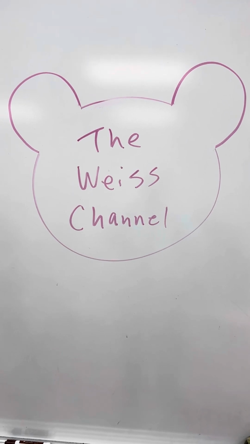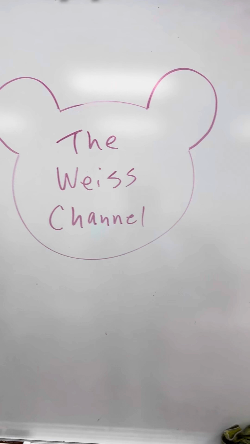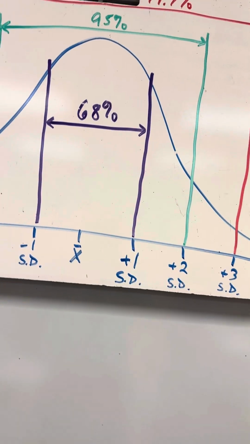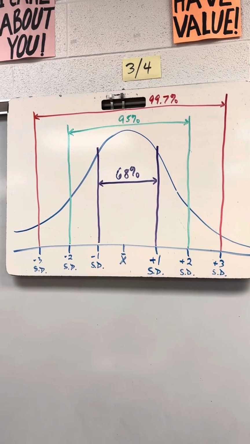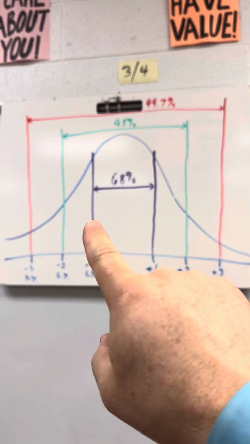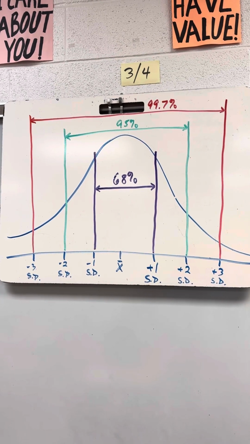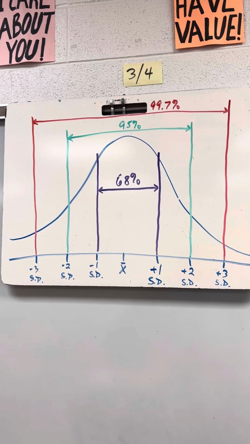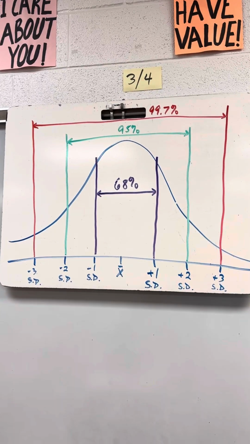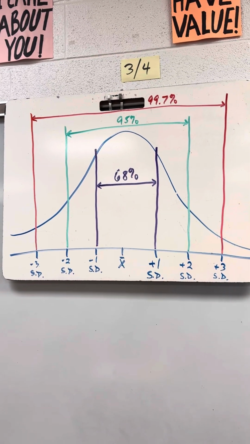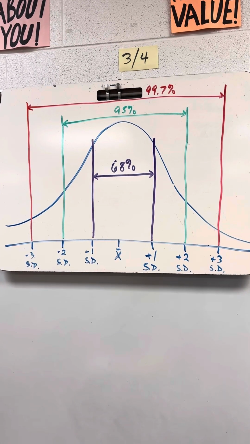Today we're doing margin of error for proportions. Okay, so first of all, remember this, where in a normal curve you have 68% of the data within one standard deviation of the mean. 95% is within 2 standard deviations of the mean, and 99.7% is within 3 standard deviations of the mean.